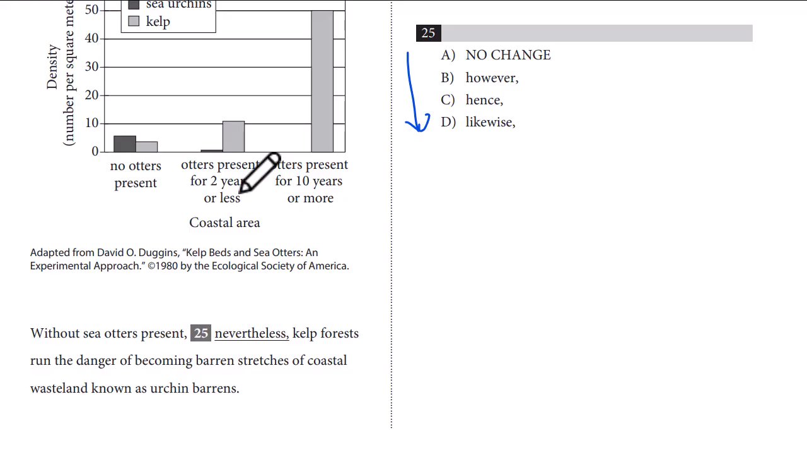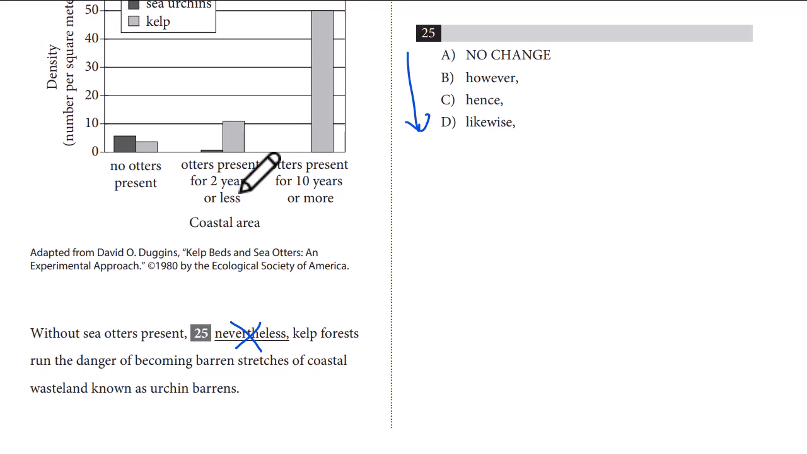Again, be proactive on these relationship or transition word questions. They can be very easy, but this one is a little odd, so you have to really ferret out what the right ideas are. So without the sea otters present, everything goes to heck. So without the sea otters present, nevertheless, kelp forests run the danger. That's contrasting. I think that's kind of the right idea, but nevertheless is not the right contrasting transition. So we saw this in an earlier one.